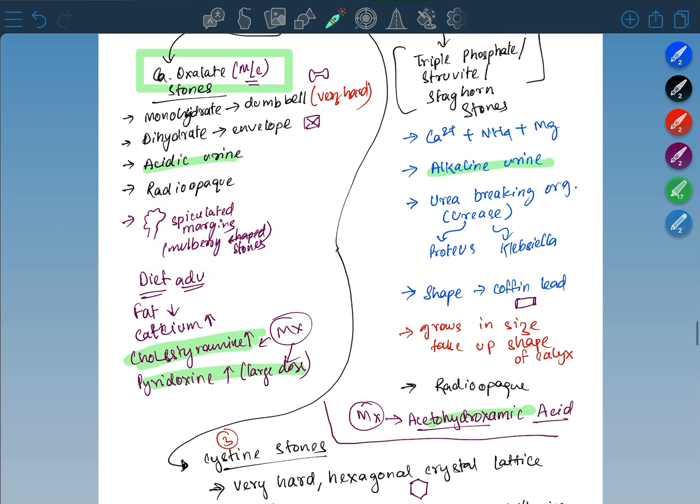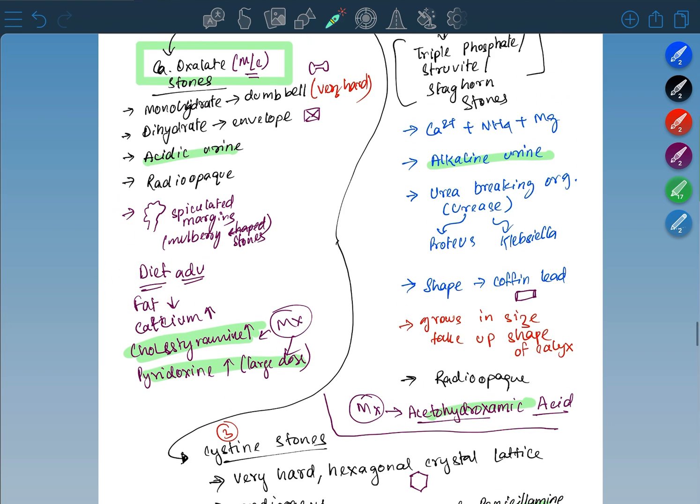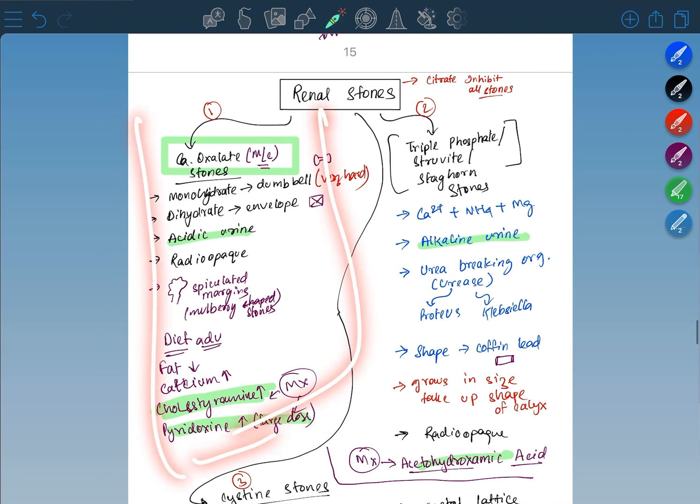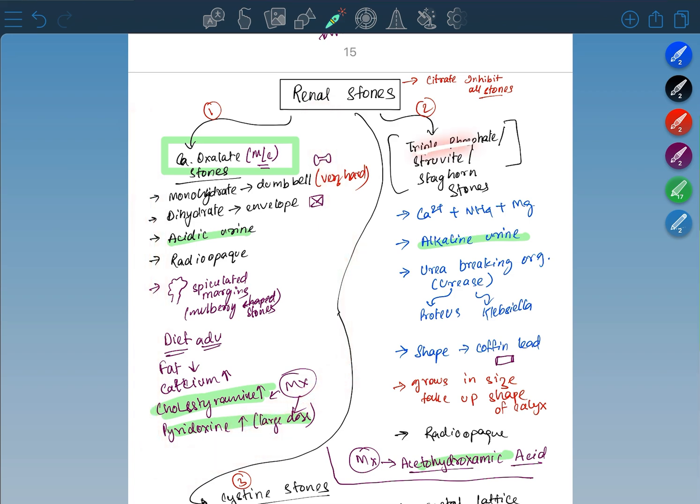And what do we advise? Dietary advice: fat less, but calcium more. If we take more calcium, then the oxalate present in the diet will bind with it, and the stones will not be formed. So calcium is advised. Fat intake will be less, and the medicines that can be given are cholestyramine and pyridoxine. Pyridoxine in large doses is recommended. See, this is a very important table. Remember this, all questions will come from this. Oxalate stone done.